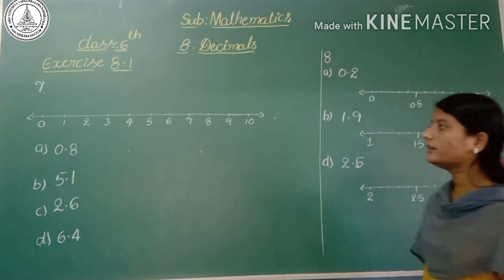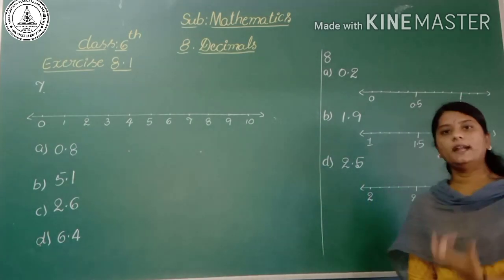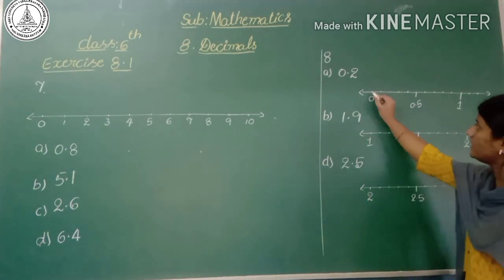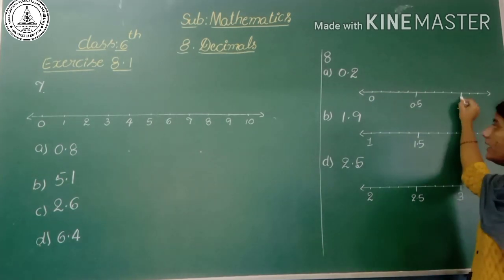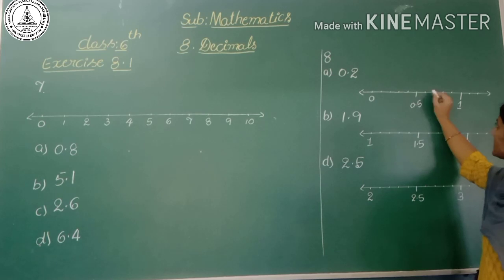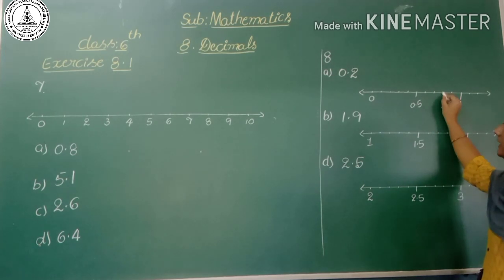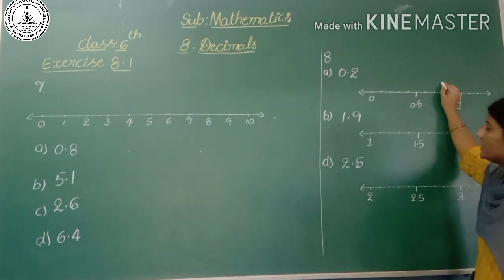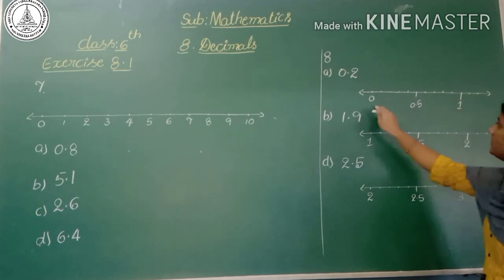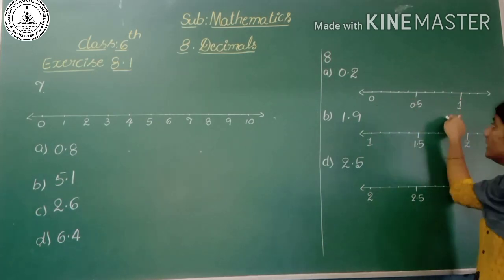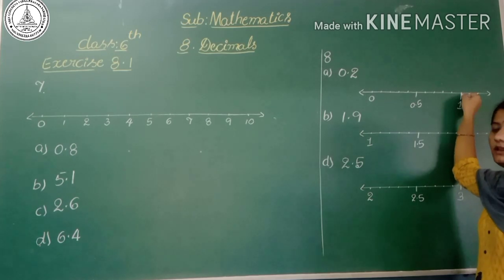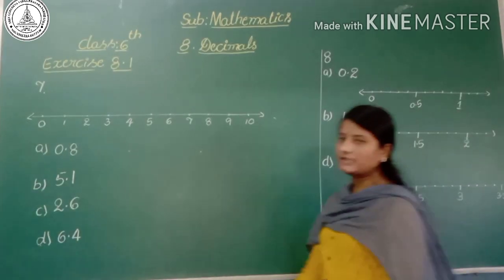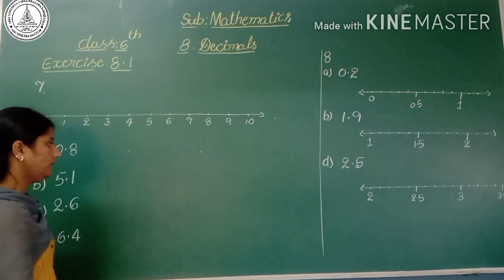So 0.8, the line between the 0 and 1. You can see here there is a 0, 0.5 and 1. So 0.5, after that 0.6, 0.7, 0.8. Okay, so it is the 0.8. It comes between 0 and 1, so it is near to the 1. Yes, right here it lies between 0 and 1.